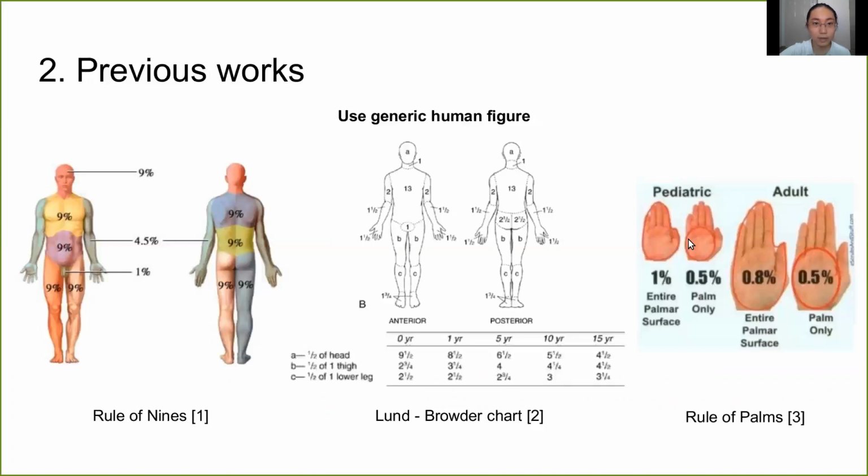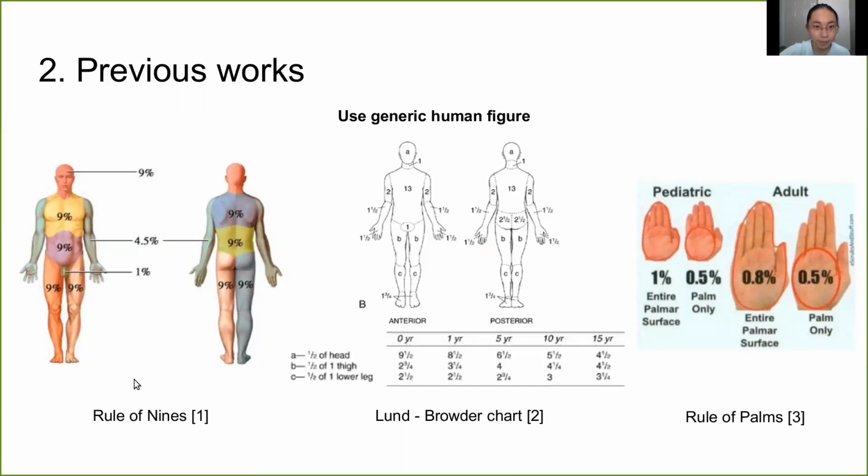So previous work can be divided into two groups, namely generic and specific. The first group includes methods that use generic human figures like rule of nines, Lund and Browder chart, rule of palms. In general, they assign a fixed percentage to each body part to estimate the percentage of TBSA. Let me explain the difference between these methods in more detail.